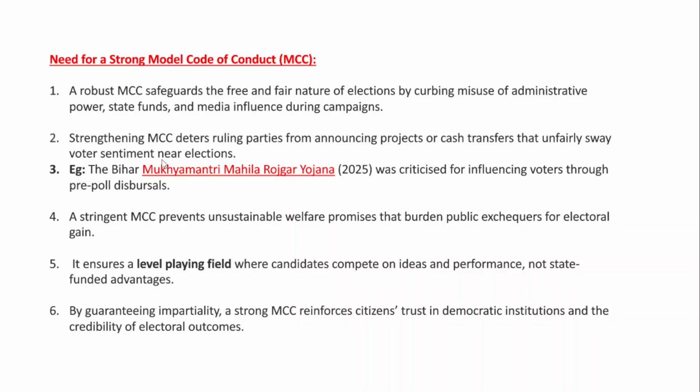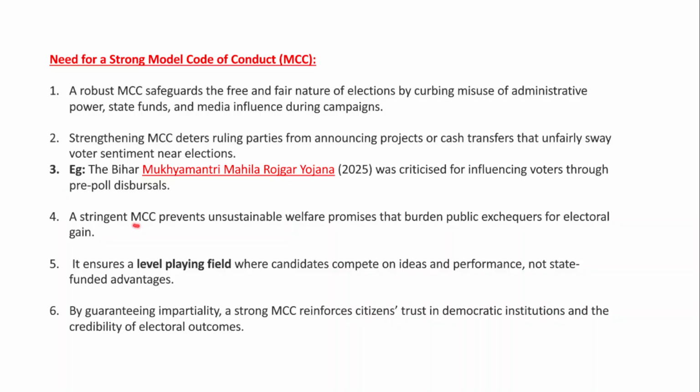For example, Bihar is going to see elections this month. So therefore, the Bihar Mukhyamantri Mahila Rozgar Yojana 2025 has been announced by the government. However, it has been criticized for influencing voters through pre-poll disbursals. As per the Model Code of Conduct, the announcement of such new schemes is prohibited.